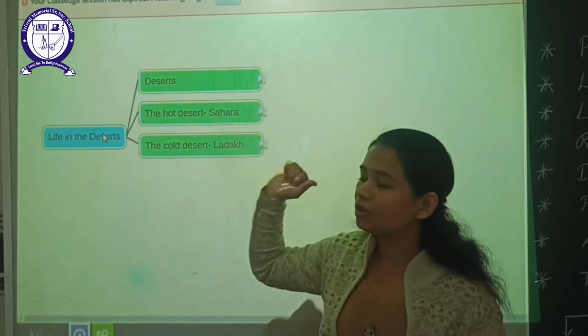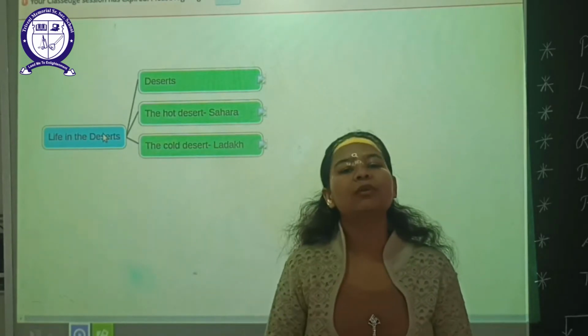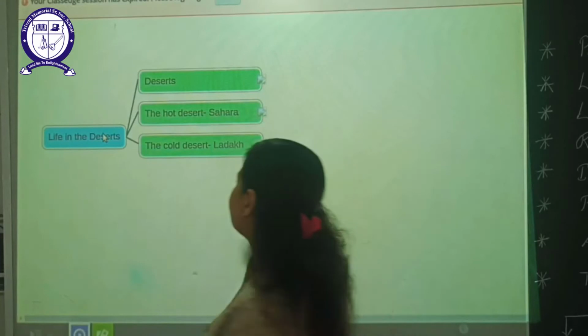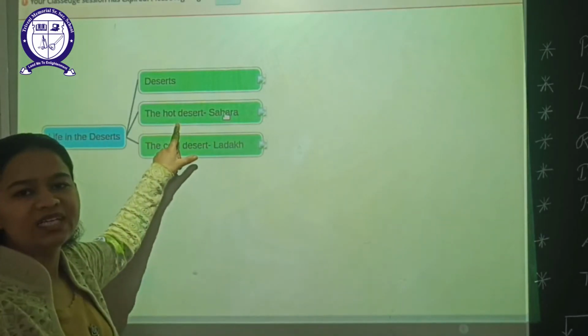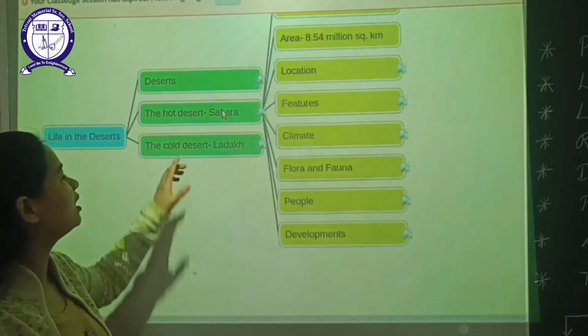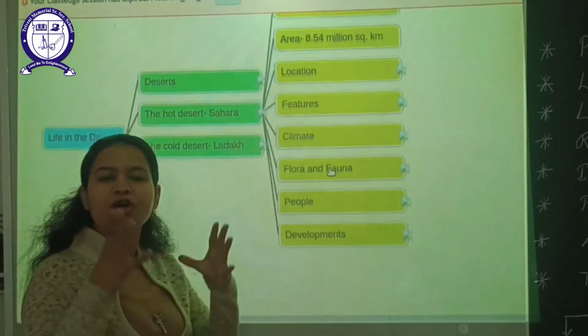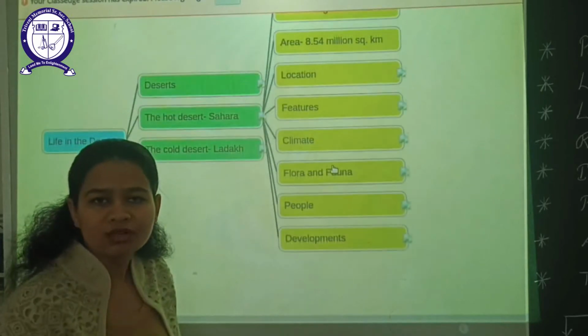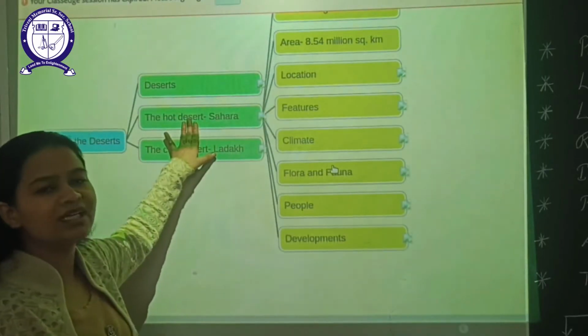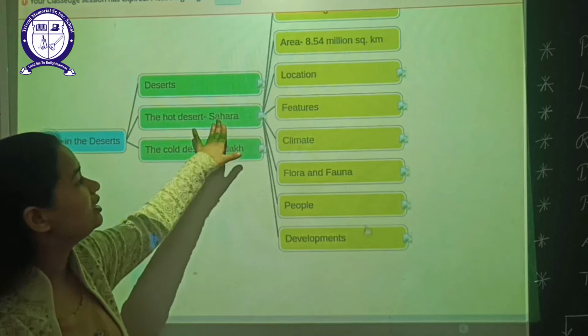So in this chapter, we have studied two types of deserts. The first one is the hot desert, that is the Sahara, and the second one is the cold desert, that is Ladakh. In this session, we are going to cover our topic, the hot desert, the Sahara. So let's have a look.